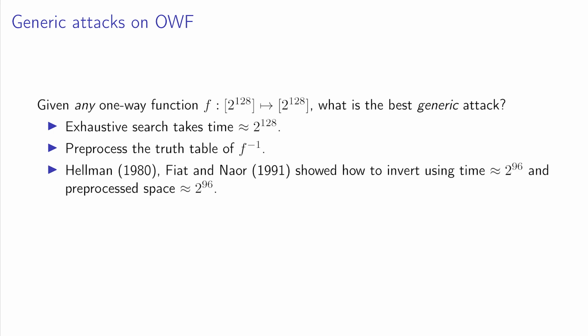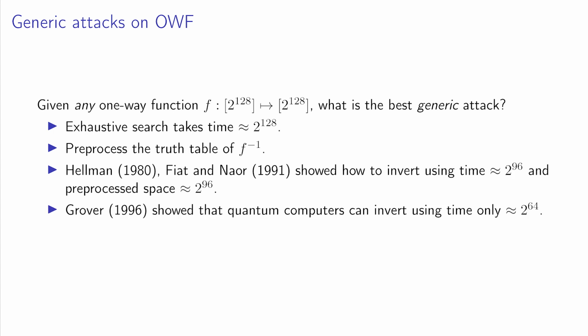In 1980, Hellman proposed an algorithm, subsequently analyzed by Fiat and Naor in 1991, that shows that we can achieve a trade-off between preprocessed space and inversion time. In particular, they show that we can achieve where both the time and the preprocessed space is only of order 2^96, which is an improvement from what we had before, which is 2^128. Finally, in 1996, Grover discovered the quantum search algorithm, which shows that this problem can be solved by quantum computers much faster. In particular, for function inversion, a quantum computer only needs time roughly 2^64.